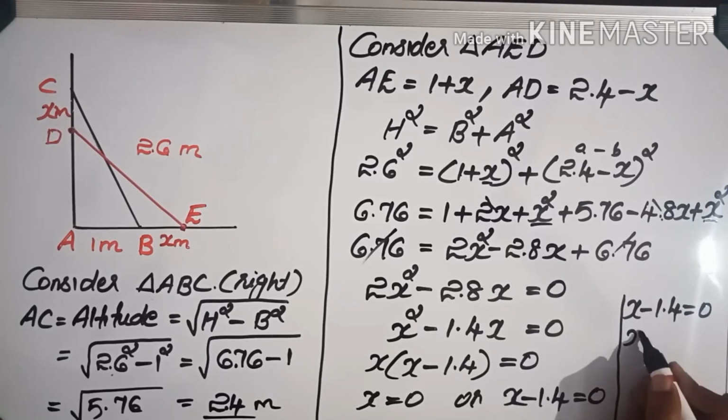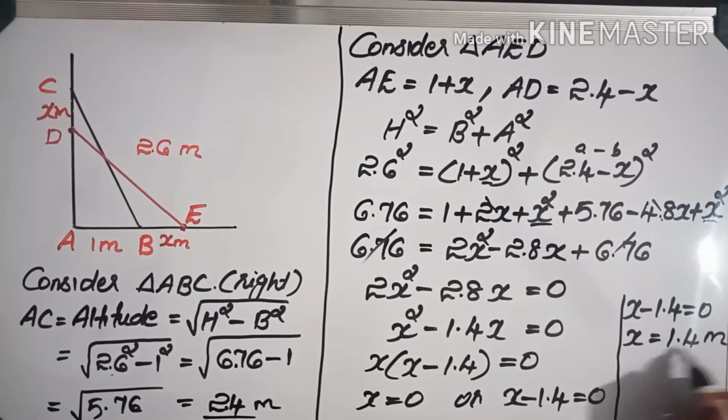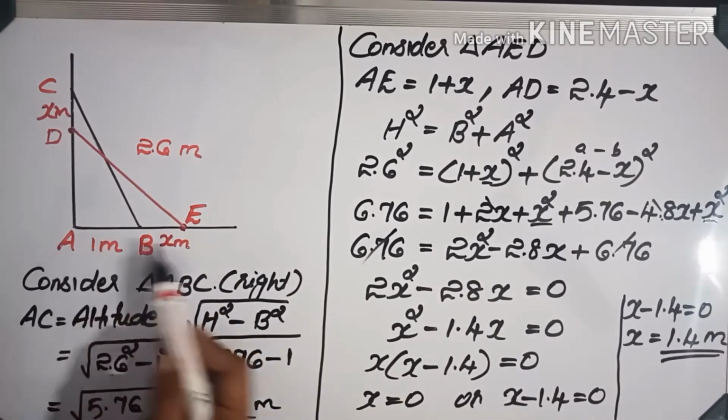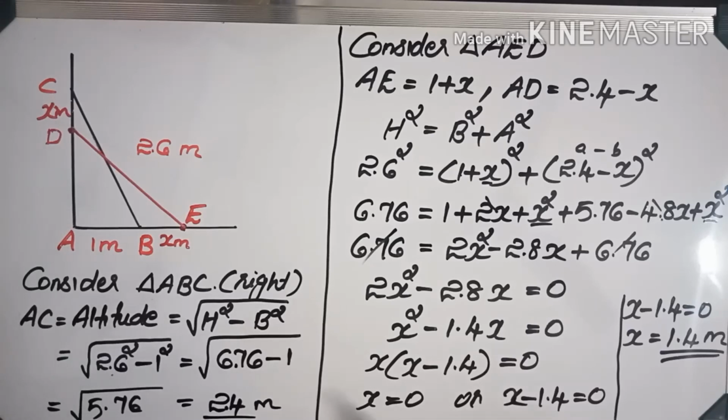So from this, x equals what? Minus 1.4 coming to this side becomes 1.4 meter. So x is 1.4 meter. Here x is 1.4, so the total distance AE will be equal to 1 plus 1.4, that is 2.4 meter. So 2.4 meter is the answer.